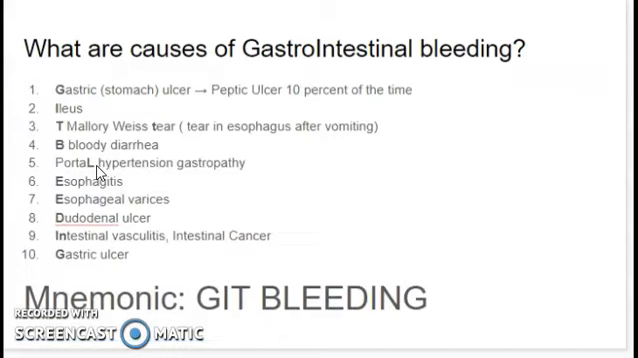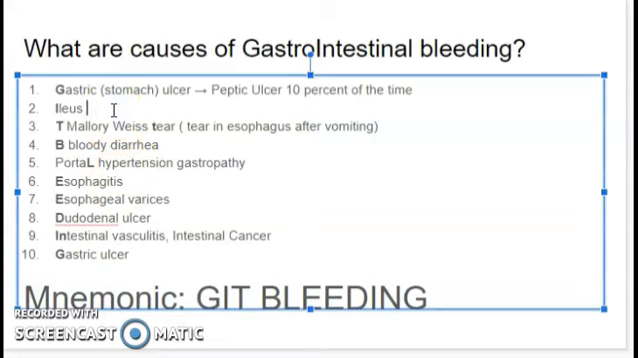So guys, here's a great mnemonic which you should really drill in your mind, and that is GIT bleeding. G stands for gastric ulcer, and I'm going to go into the details of the pathophysiology of each single option and why it causes GIT bleeding. So gastric ulcer, I can be ileus, T would be from Mallory-Weiss tear. That's kind of a stretch. And then the B can be bloody diarrhea or bloody dysentery. There can be L, which is portal hypertensive gastropathy. E is esophagitis. E can also be esophageal varices. D can be erosions. I can be intestinal vasculitis, and intestinal carcinoma, cancers. And we can obviously have gastric ulcers, which I've already mentioned previously.